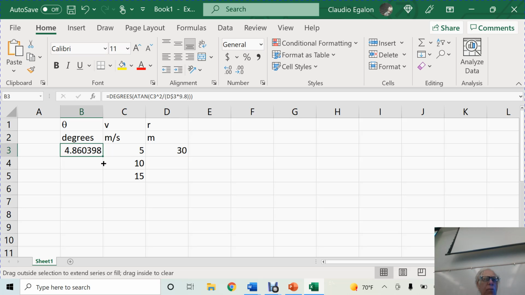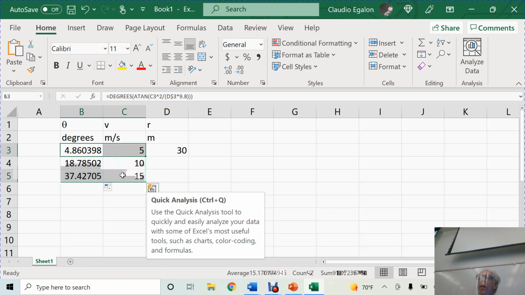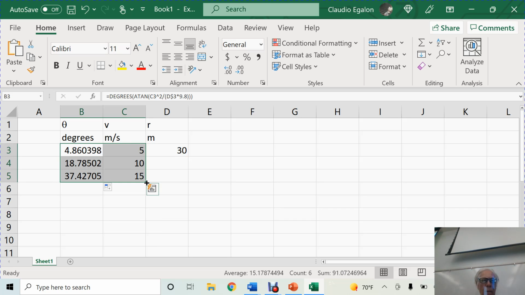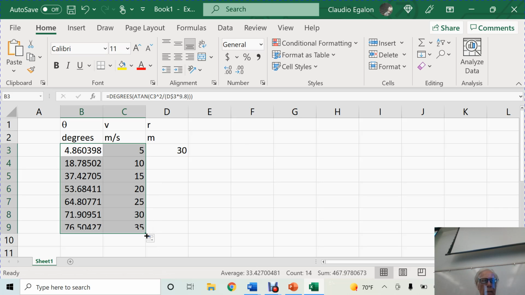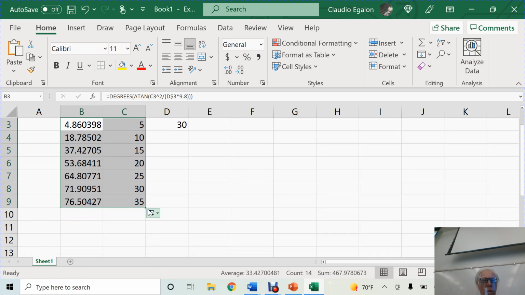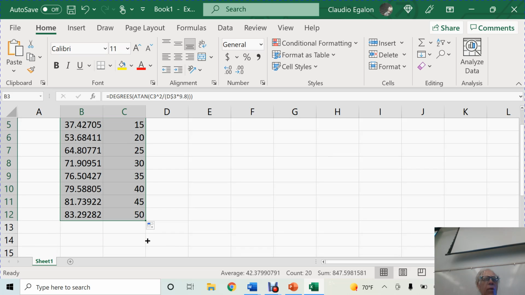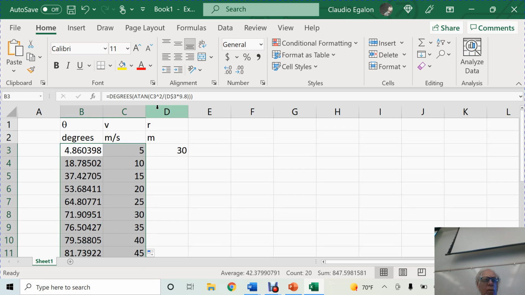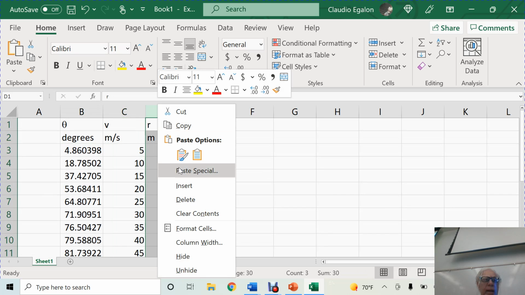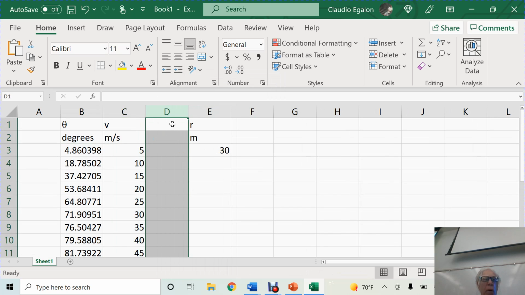And then as the speed increases, what's going to happen to the angle? The angle must increase, right? The faster you go, the steeper the angle is. But I'm doing meters per second. Let's translate that in terms of miles per hour that we're used to.